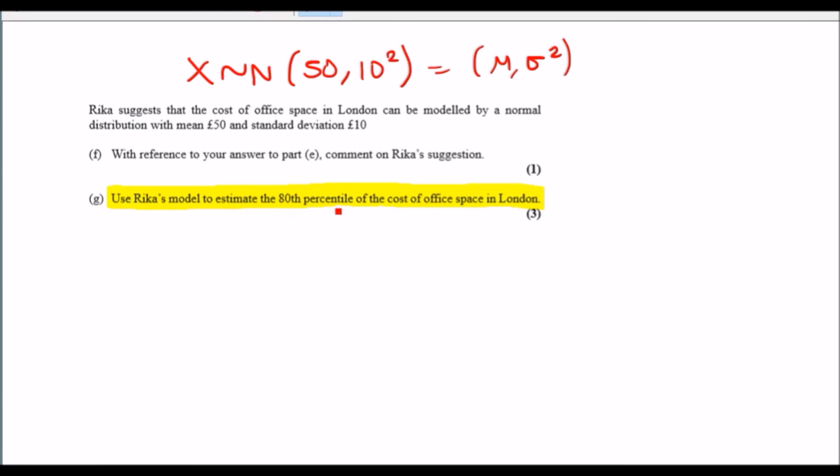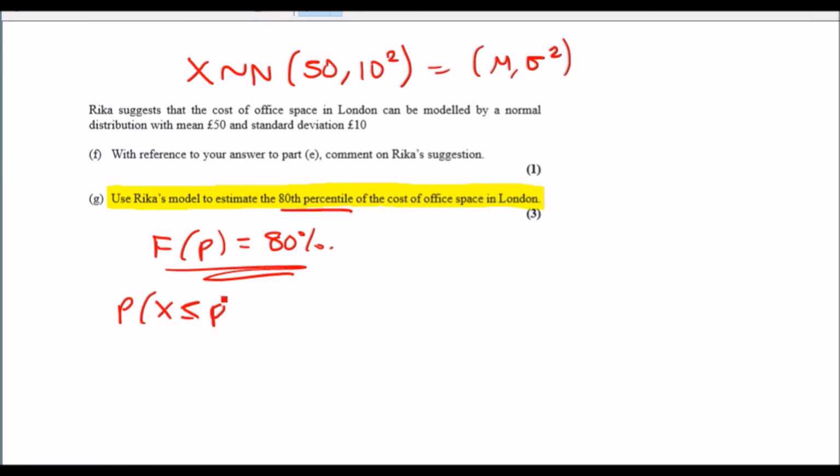Alright, we're going to ignore F because we've done it previously in a different video. So, use Rika's model to estimate the 80th percentile of the cost of office space in London. So what does the 80th percentile actually mean? This is telling us that all the data up to a certain value makes up 80%. In terms of normal distribution, this is the function at some 80th percentile, and it must equal 80%. That's how we begin. This is actually a cumulative frequency and can also be written as the probability of X less than or equal to P, which equals 80%.